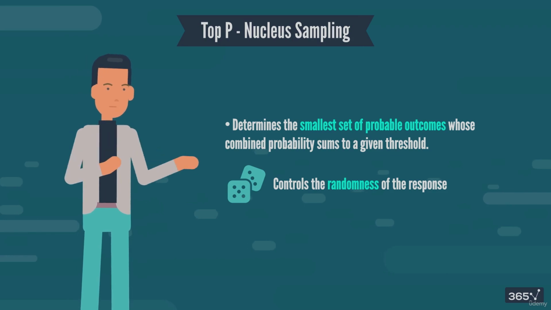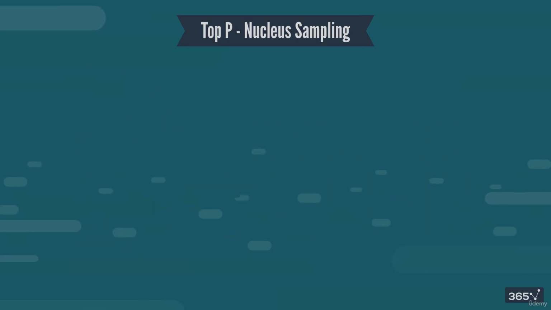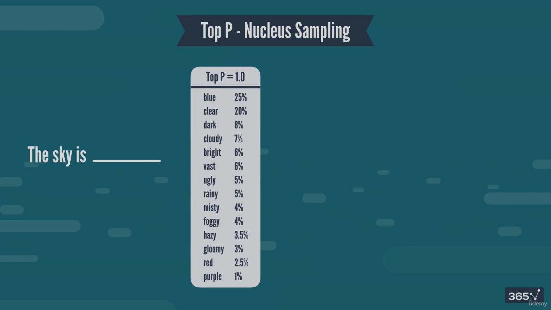To illustrate this, let's say we've asked a model to determine the next word in the sentence. The sky is. Let's assume the model provides the following probabilities for the next word. With a top P of 1, all possible words, even doubtful ones, are included. As the value decreases, the options are also reduced.